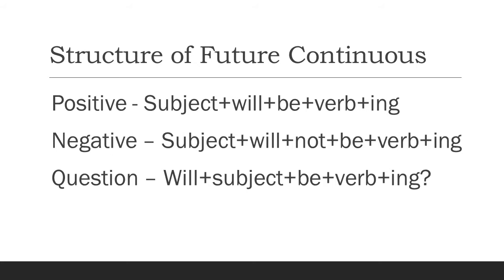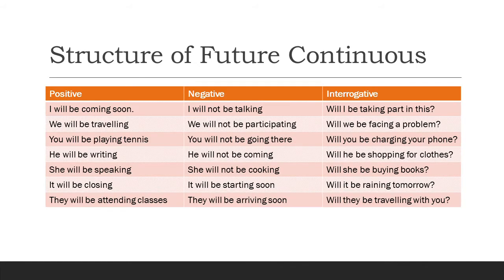Whereas for negative, it is subject plus will plus not plus be plus verb plus ing. Right? Let's look at the question form. So for question form, we reverse the position of the subject and the helping verb will. So the question starts with will, followed by the subject plus the be plus the verb in its ing form. Okay, so let's look at some examples here.